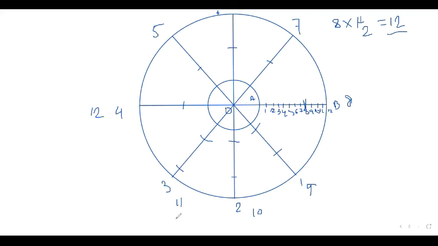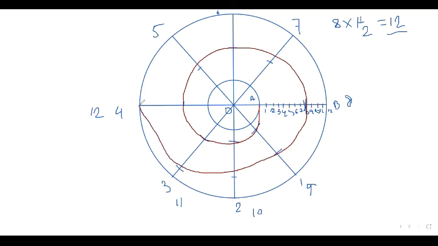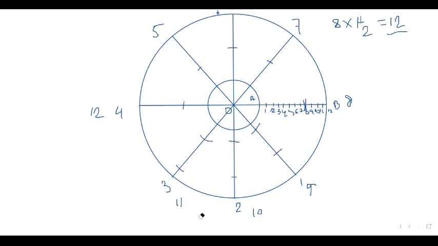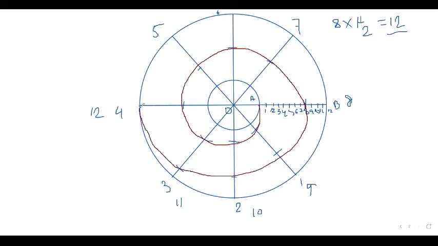So when we join the line, it will be like this, starting from the point A. So this is the Archimedean spiral curve. So this is the Archimedean spiral curve.